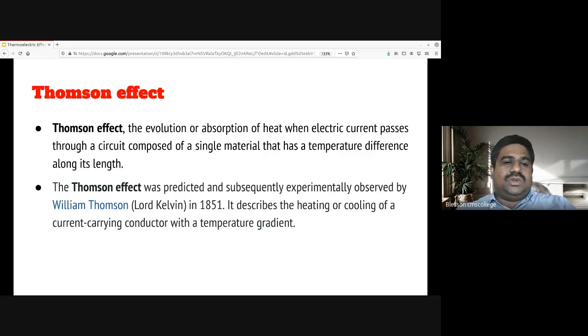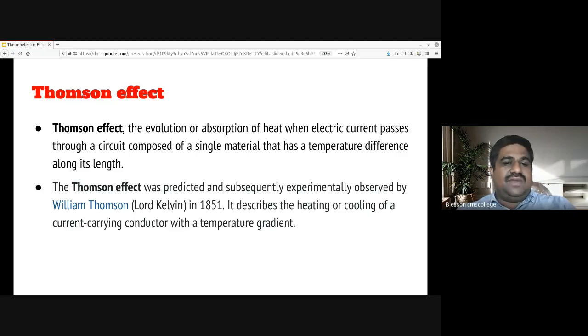Now we will describe the third effect, called the Thomson effect. The Thomson effect was predicted and observed by William Thomson, who was later honored with the title of Lord Kelvin. We know the Kelvin scale of temperature. These are both the same person, William Thomson, who was later known as Lord Kelvin. And he discovered this effect in 1851. So what is the Thomson effect?